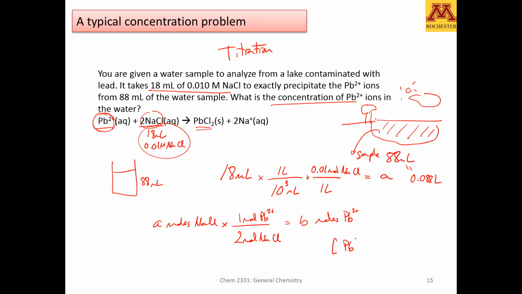So I'm very close now, because 88 milliliters, hopefully everyone can realize, is 0.088 liters. The concentration of lead is the moles of lead that I calculated here over the liters. Therefore, we have calculated the unknown concentration of lead in the lake by indirectly making it react with a solution whose concentration we know. A very typical problem. It's important that you go through it stepwise and make sure you understand it.